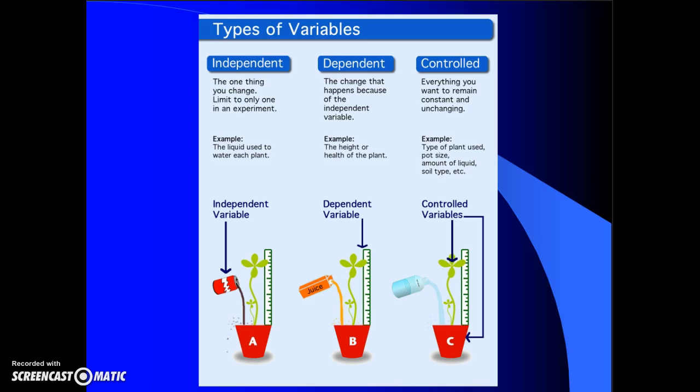Here's a summary image showing the 3 variables: the independent variable, the dependent variable, and the controlled variable. The liquid that you're using to water the plant is the independent variable. The responding or dependent variable is the growth of the plant in response to what you're watering it with. And the controlled variables are everything else that you maintain constant, like the type of plant, the size of the pot, the amount of liquid, soil type, etc.